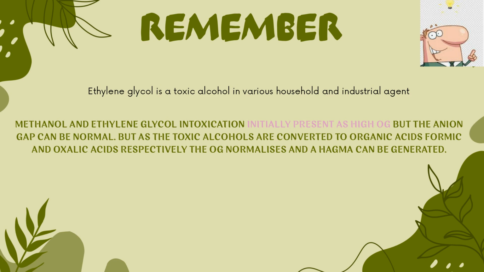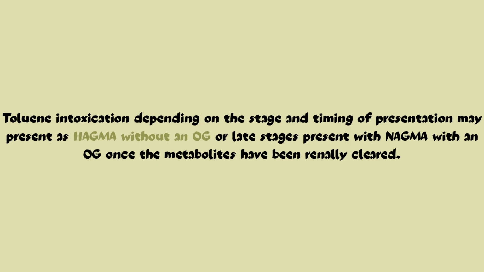Whereas with ethanol and isopropyl alcohol, we don't have a HAGMA at any stage. They are only high osmolar gap producers. With toluene intoxication, the scenario is slightly different. Here, initially, it produces acid byproducts, and thus you have a HAGMA without an osmolar gap, and later as the acid byproducts are renally cleared, the HAGMA gets converted into an osmolar gap.